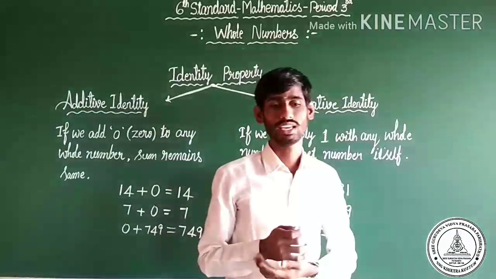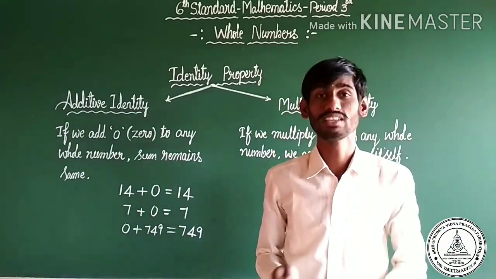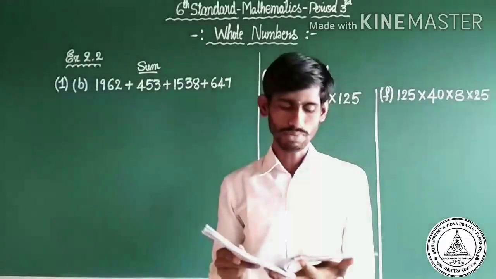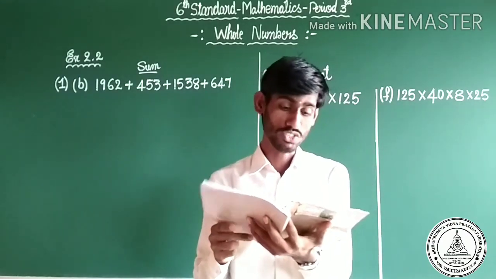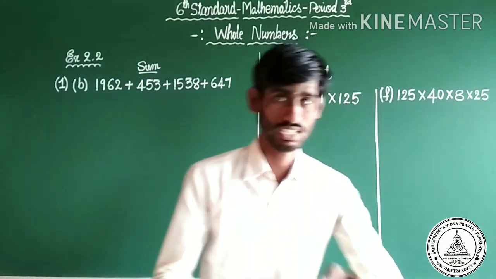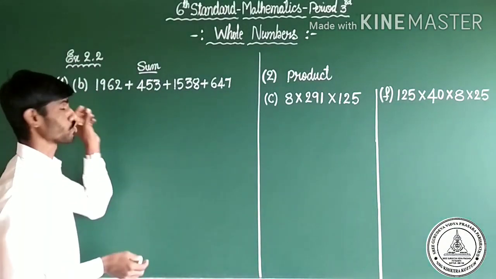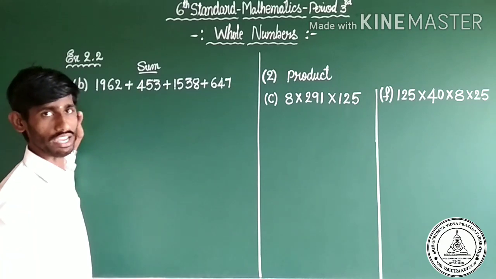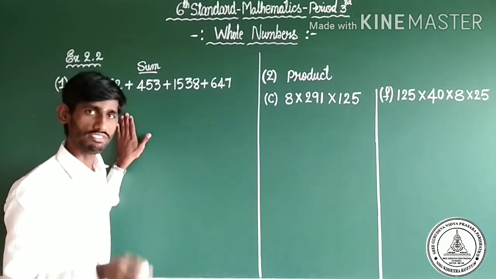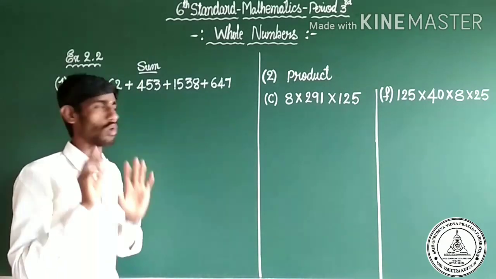Okay, let us move to exercise problems, exercise 2.2, page number 40. Find the sum by suitable rearrangement. Yes, very important words, suitable rearrangement. There are two questions in the first main, A and B. I will solve B. First A is your homework.